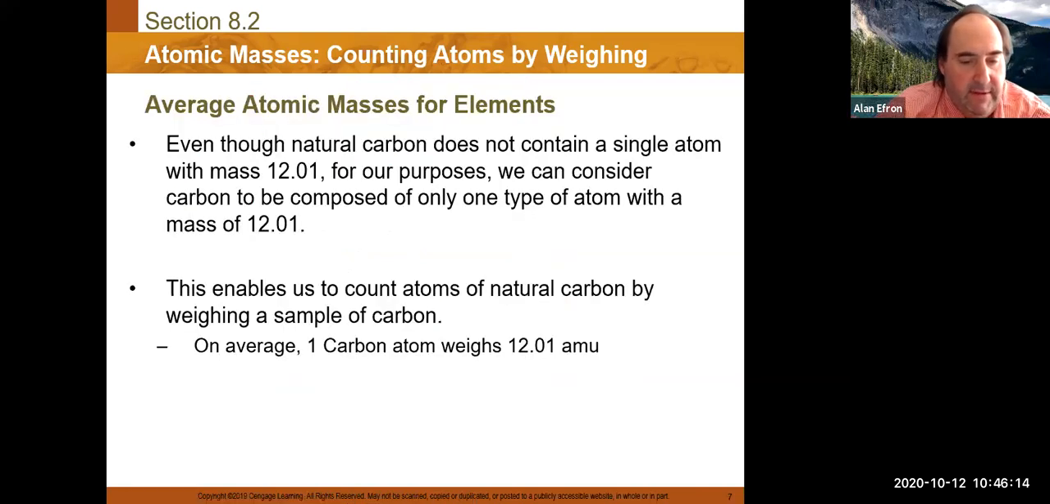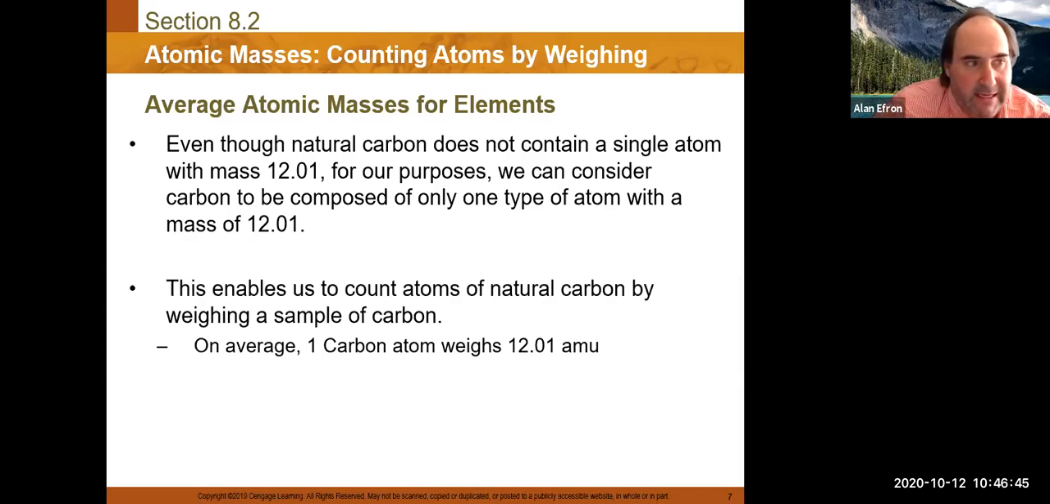So like I said, even though natural carbon does not contain a single mass of 12.01, for the purpose of a calculation, we do use that number as sort of the mass of carbon. Even though there's really no carbon with that mass, it's sort of an average value that we use for all those naturally occurring isotopes. So it does give you a conversion factor.